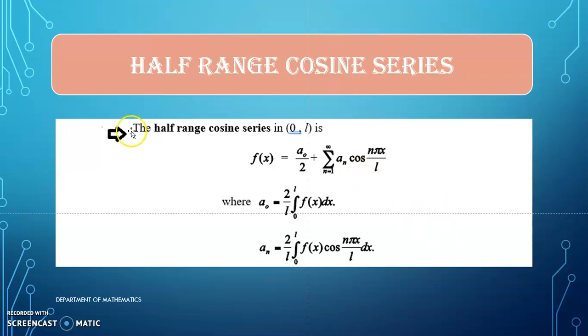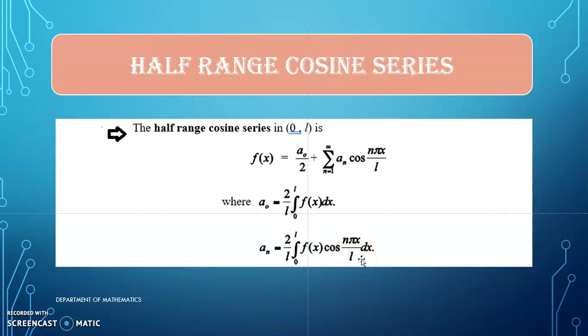Now we are going to see the half range cosine series in the interval 0, l. This is the Fourier series for the half range cosine series: f of x is equal to a naught by 2 plus summation n is equal to 1 to infinity a n cos n pi x by l, where a naught is equal to 2 by l integral 0 to l f of x dx, and a n is equal to 2 by l integral 0 to l f of x cos n pi x by l dx.